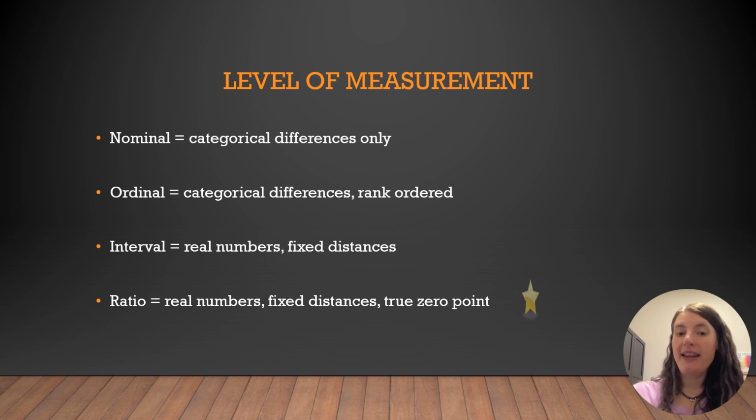Now I'm going to add one last thing to this slide. Remember our previous discussion about using more precise measurements whenever possible because you can always reduce the precision? That means that ratio level measurements are our gold star. They are the most precise level of measurement possible and therefore allow you to do the most with the data set.